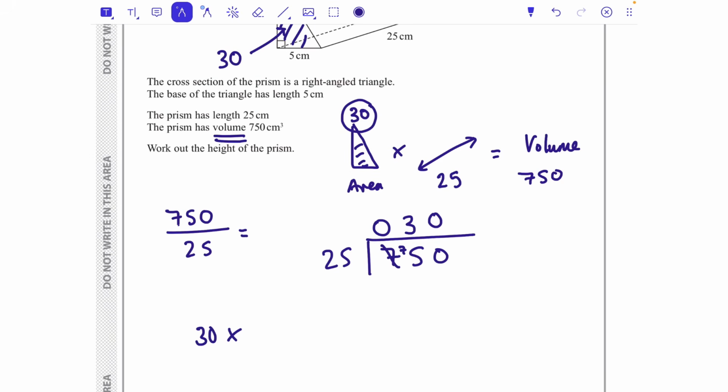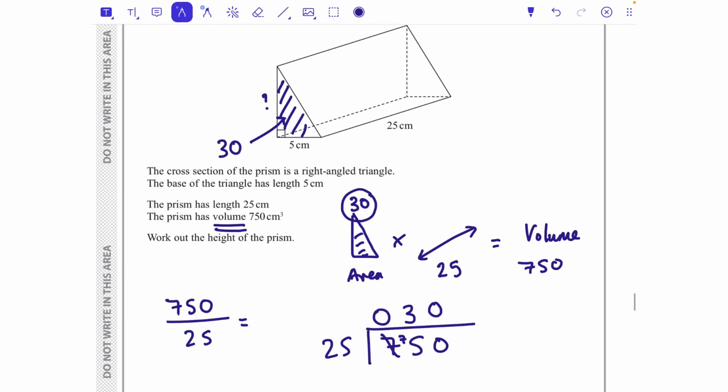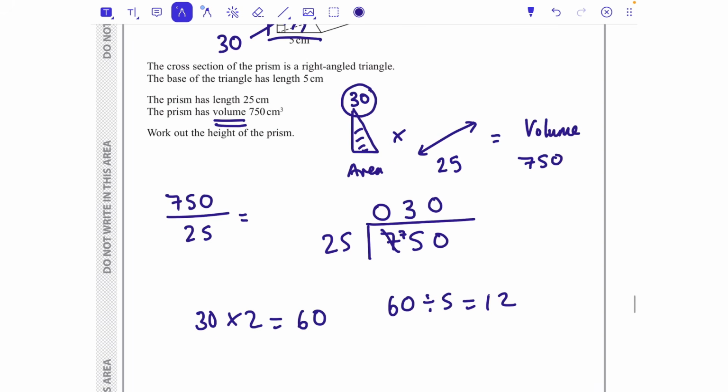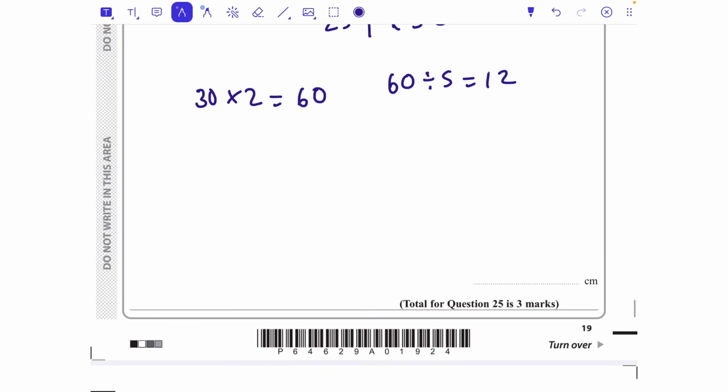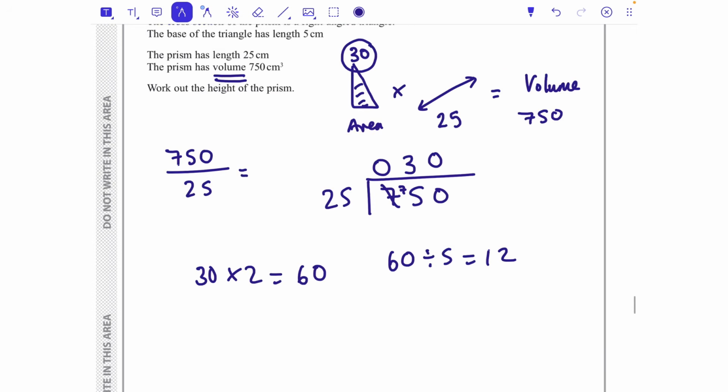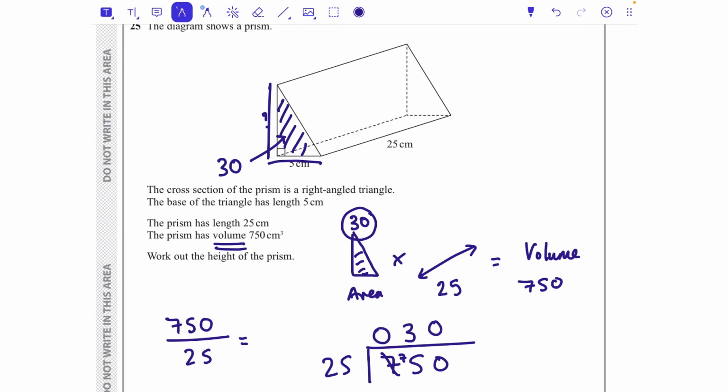So 30 times 2 is 60. And 60 divided by 5 is 12. So then if we were working it out, we would do 12 times 5, which is 60, divided by 2 is 30, because we just want the area of the triangle, times by 25 is 750. So the answer for the height of the prism is 12. That's the only value that makes that area correct.